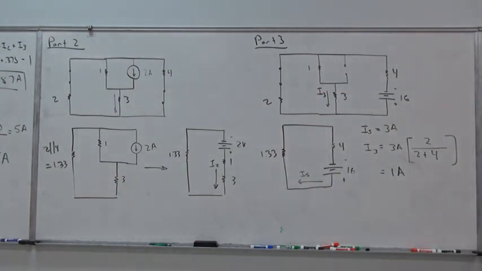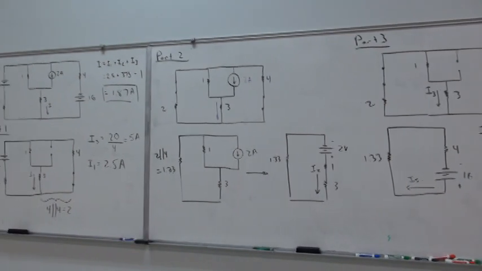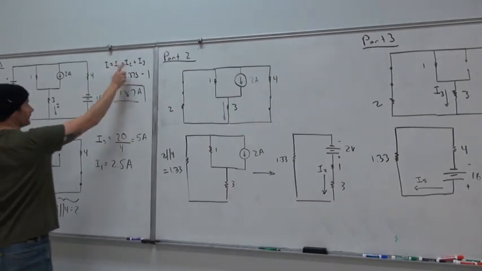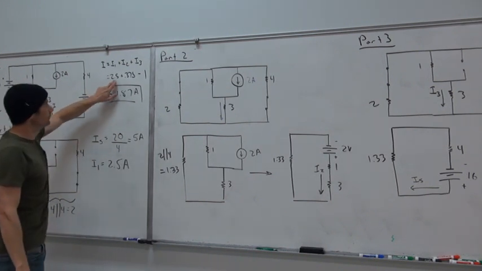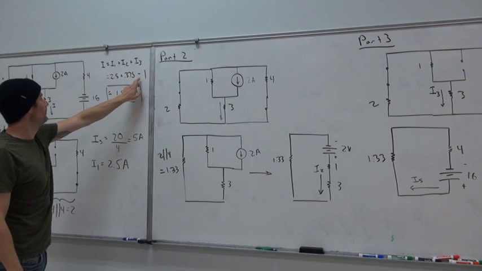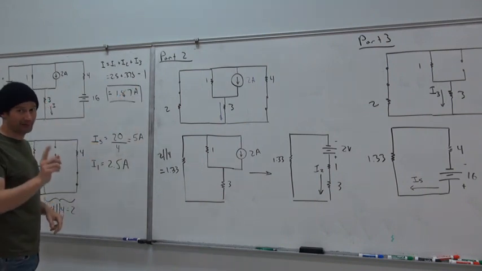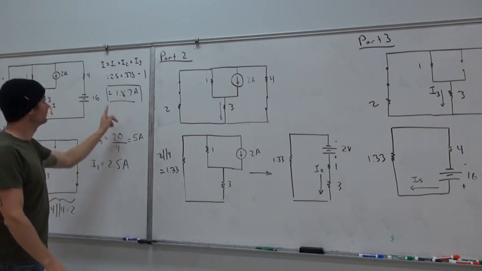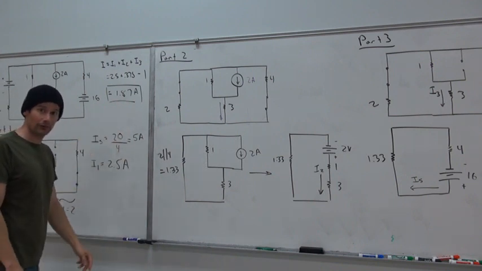Let's take a look here. Sure enough, we consider that I is equal to I1 plus I2 plus I3, then 2.5 amps plus 0.375 minus 1 amp. We have to take that negative sign into consideration. Gives us a final value of 1.87 amps.